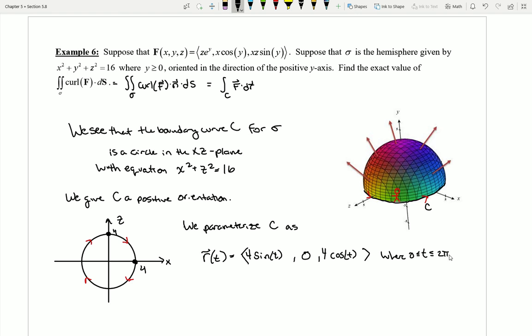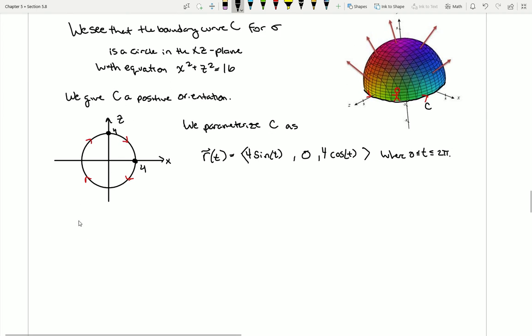So now that I have this, it's ultimately very, very simple to use Stokes' theorem. So I'll state down here, by Stokes' theorem, my double integral over sigma of the curl of f dot dS is equivalent to my line integral over C of f dot dr. Now you might remember the way that we can typically set this up.